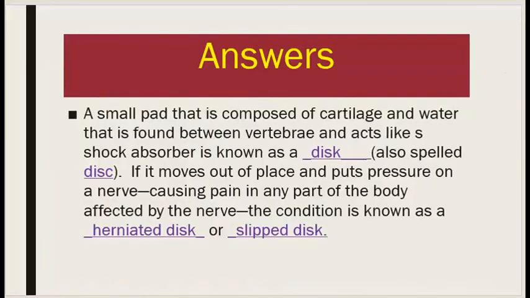Answers. A small pad that is composed of cartilage and water that is found between vertebrae and acts like a shock absorber is known as a disc, also spelled D-I-S-C. If it moves out of place and puts pressure on a nerve, causing pain in any part of the body affected by the nerve, the condition is known as a herniated disc or slipped disc.